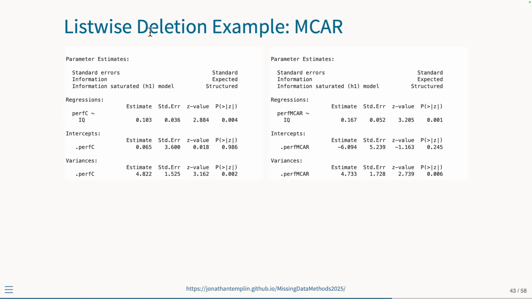Anyway, don't do the... here's listwise. Oh, I do have this listwise deletion here, and these are the results I just showed you. I made these slides and I just totally forgot it since then.